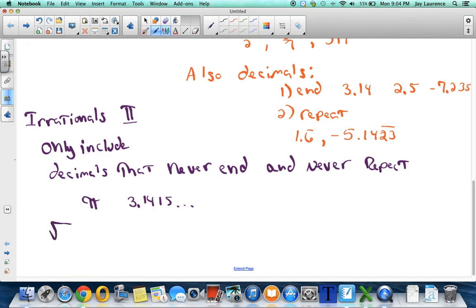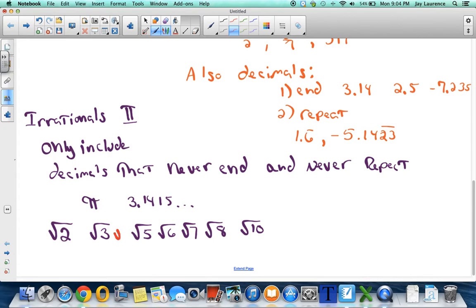Now, interestingly, the square root of 2 is irrational. The square root of 3 is irrational. The square root of 5 is irrational. The square root of 6 is irrational. The square root of 7 is irrational. The square root of 8 is irrational. The square root of 10 is irrational. Notice I'm skipping some numbers.